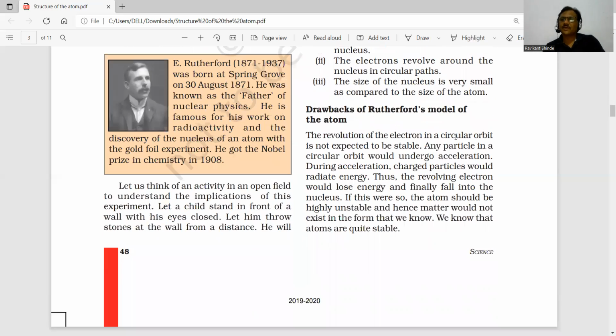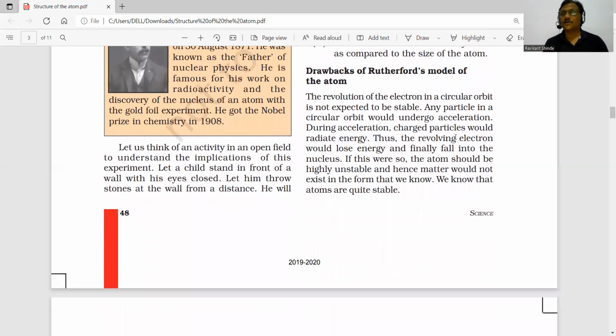There were certain drawbacks when Rutherford introduced his model. He said that the atom is unstable, but actually it is not. Why is the atom unstable according to Rutherford? Because when the electron revolves around the nucleus, it radiates energy, loses its energy and finally falls into the nucleus, making the atom unstable. But the entire universe is stable. All matter is stable. So that's why this idea of Rutherford was rejected, because later on many scientists found that the atom is stable.